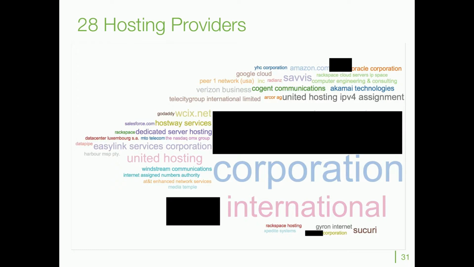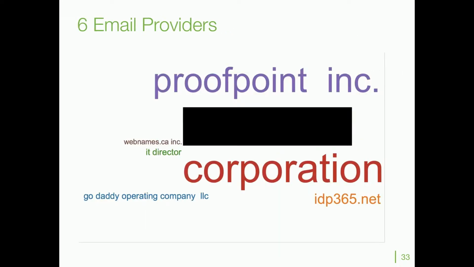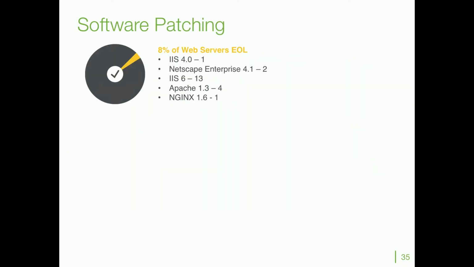So you could see, at United Hosting and EasyLink Services Corporation were some places where they had more hosts than others. We were able to discover that those websites were hosted in 7 different countries. They had 6 different email providers. This is all the software we were able to discover by just interacting with those websites. And again, not in a vicious fashion, just by doing simple web crawling.